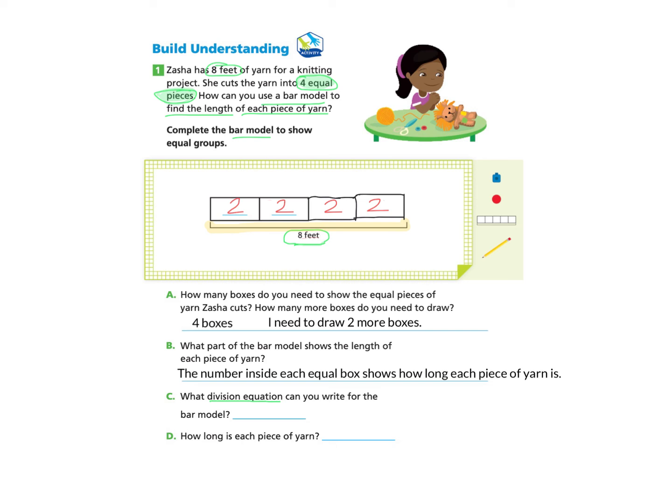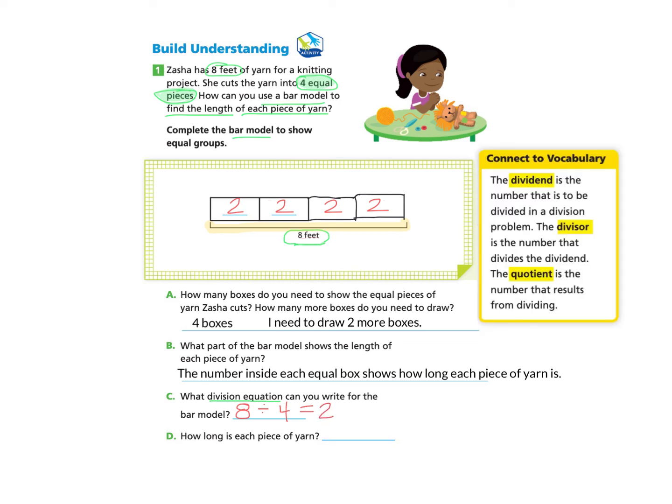Well, first we're going to take a look at the information. We had 8 feet of yarn. Then we divided, I'm going to draw a division symbol. We divided the 8 feet into 4 boxes, or 4 equal pieces. And when we did that, this is an equal sign, we found that each equal piece was 2 feet.